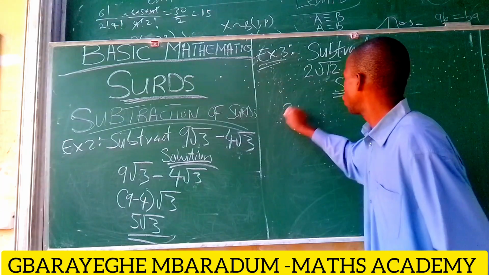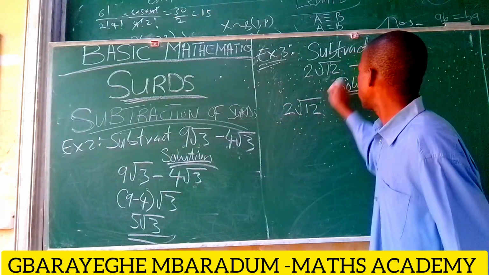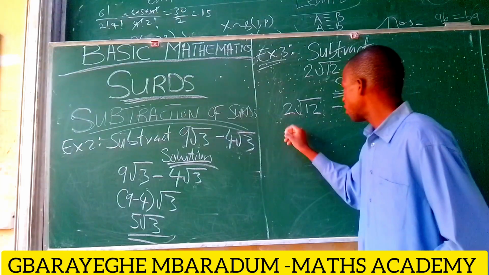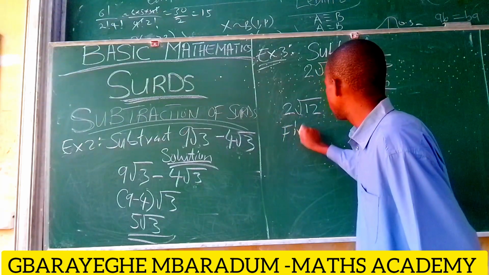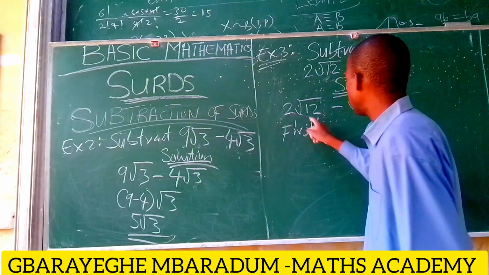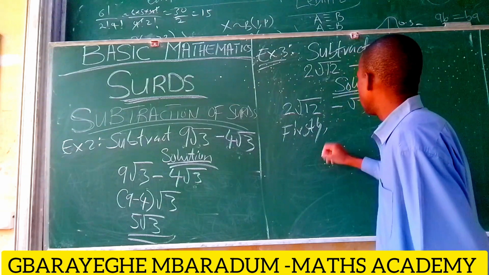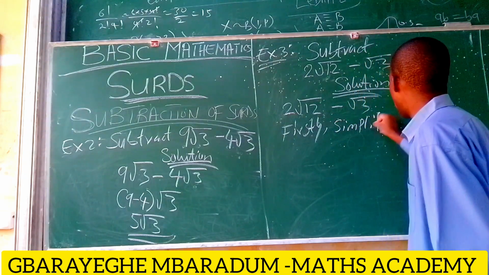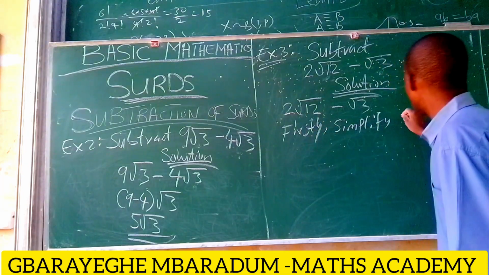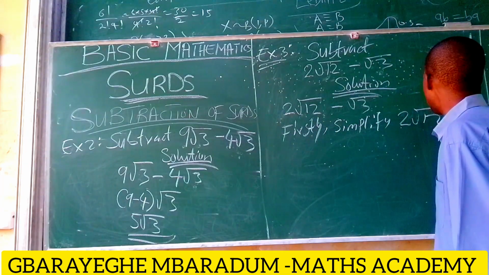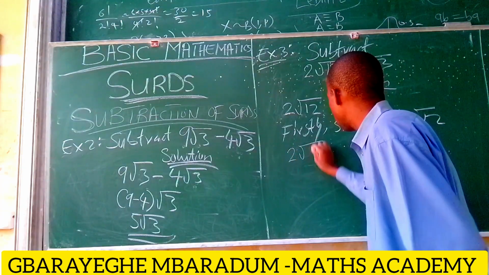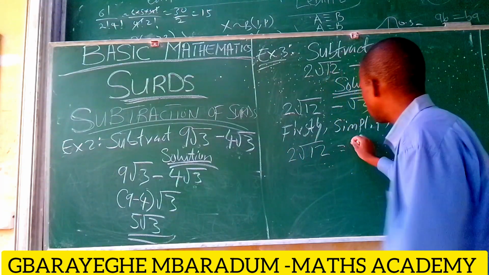What they give us here is 2 root 12 minus root 3. Note that first, let's simplify 2 root 12. 2 root 12 is the same thing as 2 times root 12.